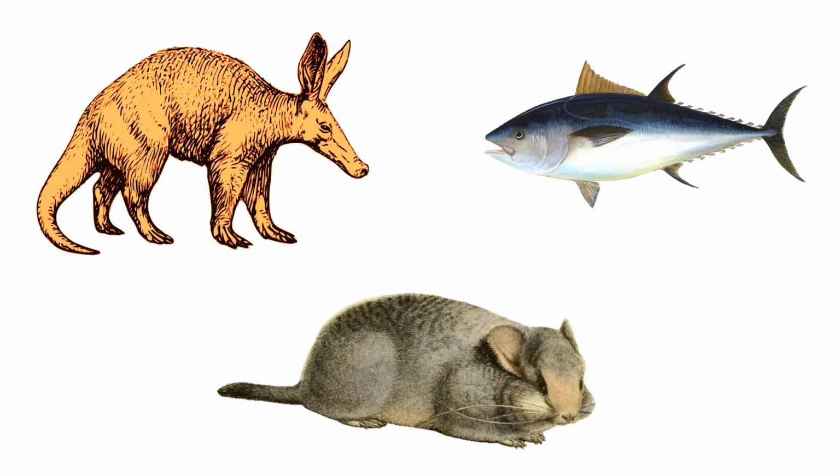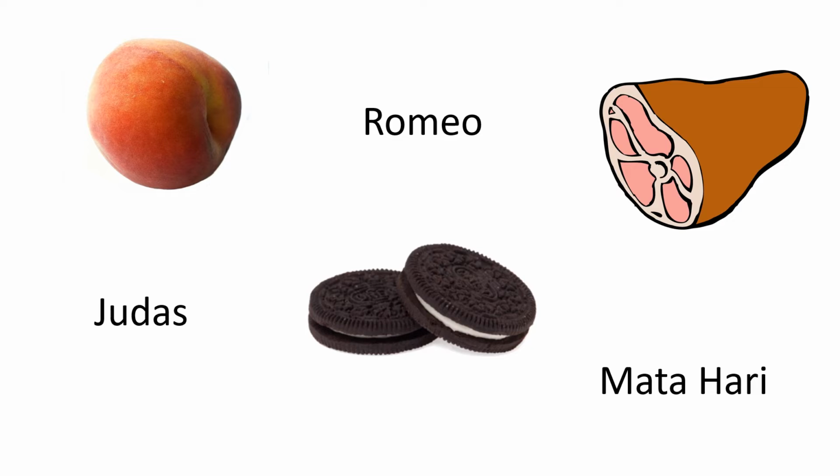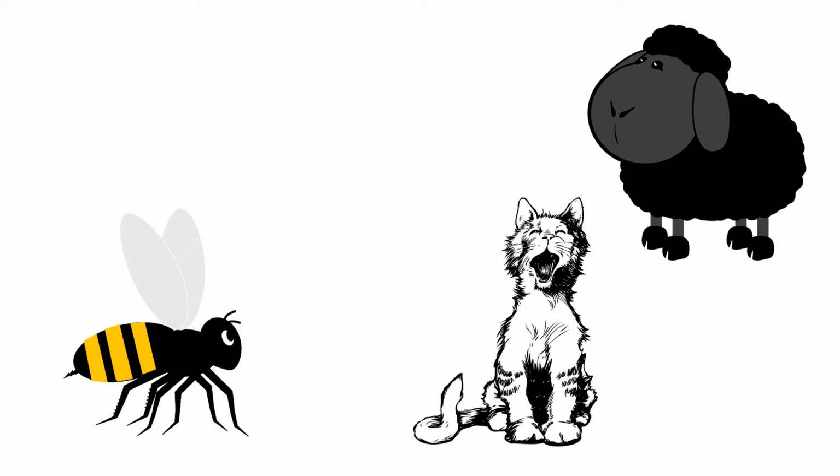In all likelihood, we probably wouldn't know if these terms were intended as compliments or insults. When we refer to other people with terms like angel or chicken, we're using the words metaphorically. We can also use names of food. We can say someone is a peach, an Oreo, or a ham. We use the names of people like Romeo, Matahari, and Judas. We can even say that someone is the cat's meow, the bee's knees, or the black sheep of the family.